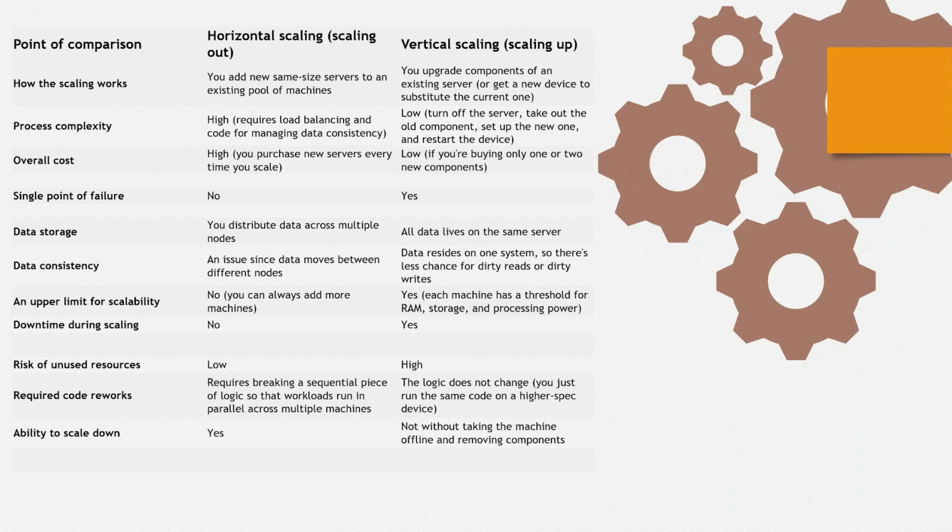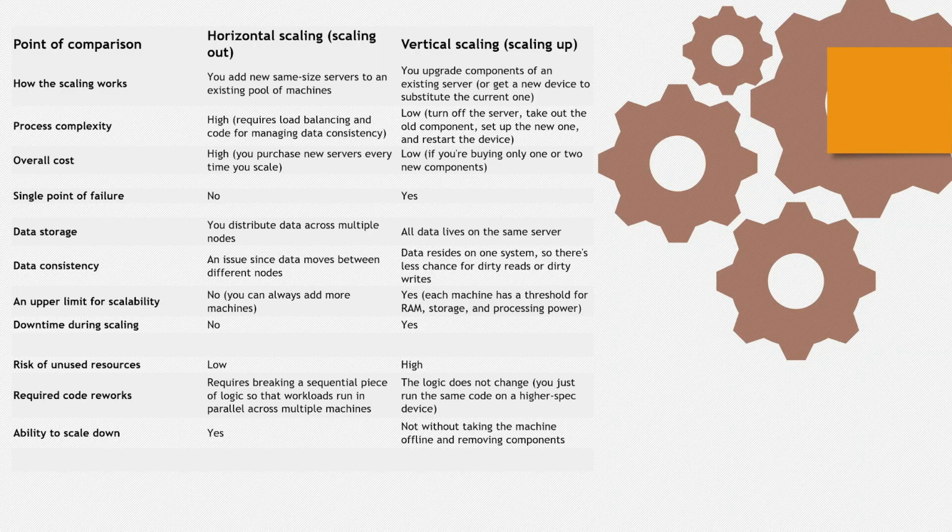Downtime during scaling. In horizontal scaling, we don't have any downtime, but we do have one in vertical scaling because we have to take the machine offline. Risk of unused resources is low in horizontal scaling, but in vertical scaling, it is high because let's say you added more capacity to an existing machine and the load reduced. So you'll have to again take the machine offline and then reduce it. But that might not happen very frequently, right? So in that case, you will be running the server with high resources, and the resources will be wasted.